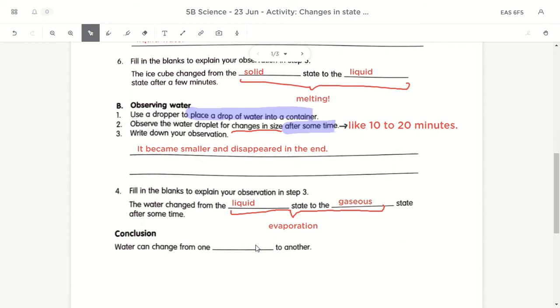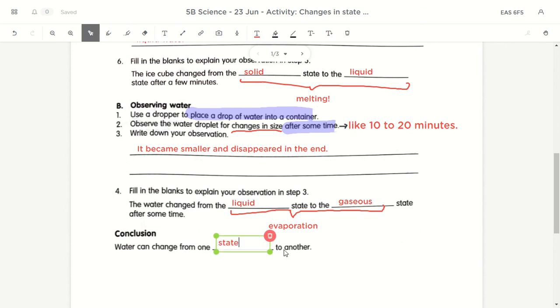Okay, for evaporation the temperature doesn't really increase, but for water to evaporate, it gains heat from the surrounding, it undergoes a change in state from liquid to gas, and then after that it becomes water vapor, and when the wind blows, the water vapor gets carried away. All right, so conclusion: water can change. You can see that through melting it changes from solid to liquid state, through evaporation it changes from liquid to gaseous state. So water can change from one state to another.